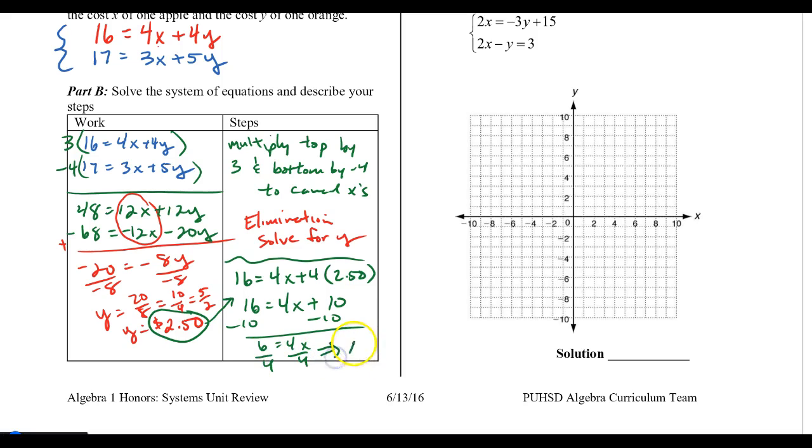And that leaves me with x is equal to, 4 goes into 6 one time, and I've got 2 left over, so that's $1.50. So that's the cost of an apple. So we can say an apple is $1.50, and an orange is $2.50.